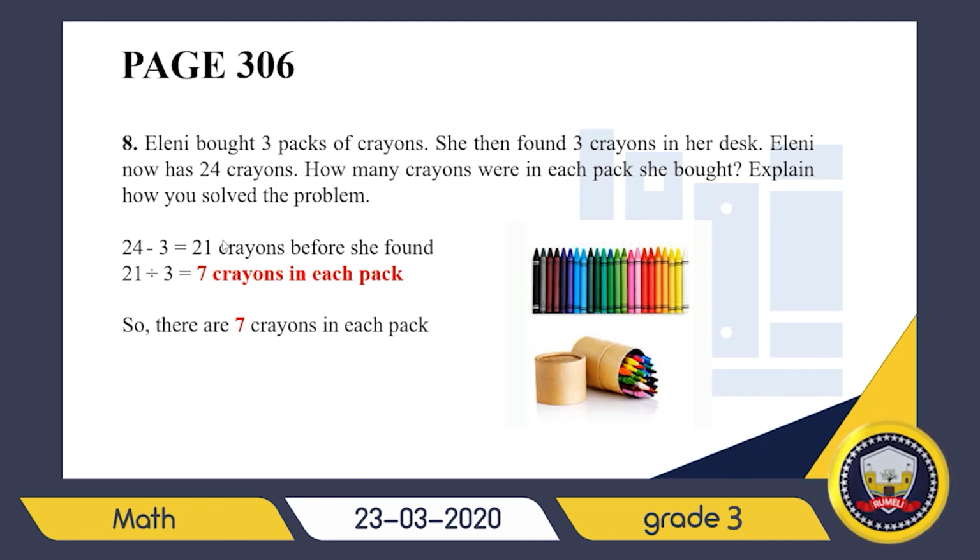21 crayons represent 3 packs of crayons. If 3 packs of crayons have 21 crayons, so in this question, what will I find? How many crayons were in each pack? So 21 is the number of crayons in 3 packs. As divisor, I need to write the number of packs. 21 divided by 3, or 3 times what equals 21? It will be 7. 7 crayons in each pack. So there are 7 crayons in each pack.